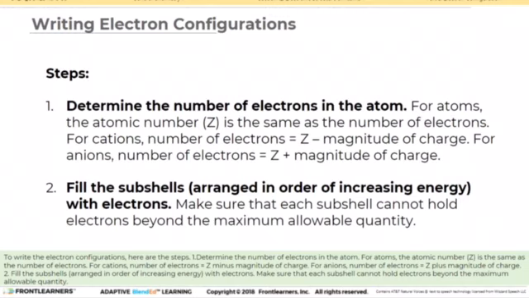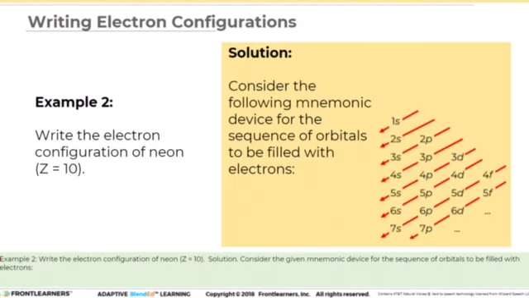Step 2. Fill the subshells, arranged in order of increasing energy, with electrons. Make sure that each subshell cannot hold electrons beyond the maximum allowed quantity. Write the electron configuration of neon, Z is equal to 10.